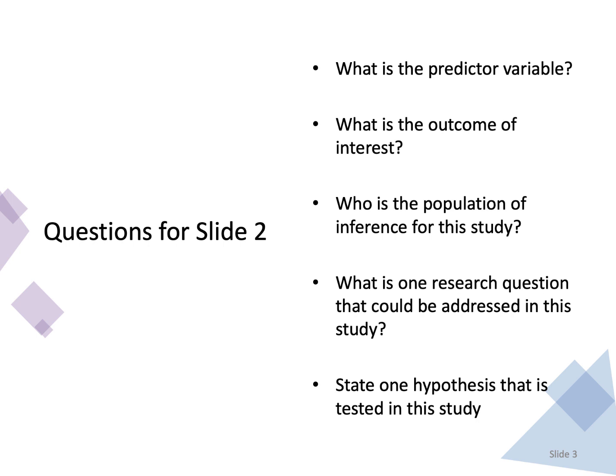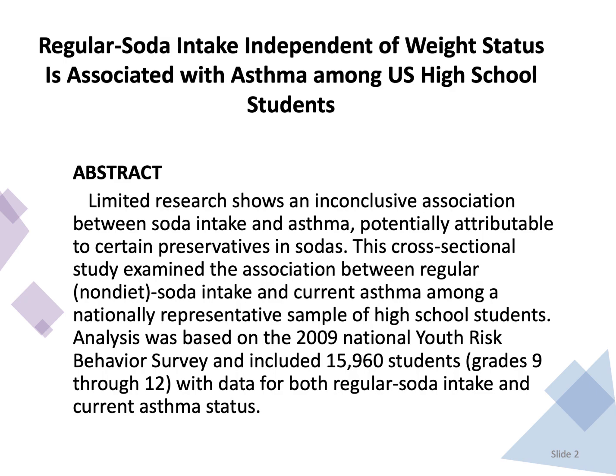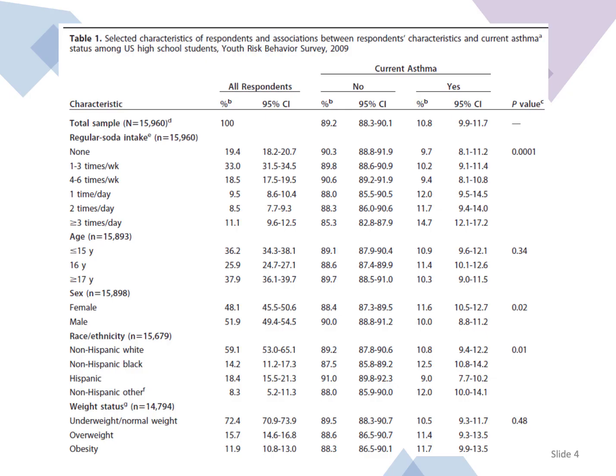Given this abstract, can you answer the following questions? What is the predictor variable? What is the outcome of interest? Who is in the population of inference for this study? What is one research question that could be addressed in this study? And state one hypothesis that is tested in this study. Stop the video now and determine if you can answer these questions based upon this abstract.